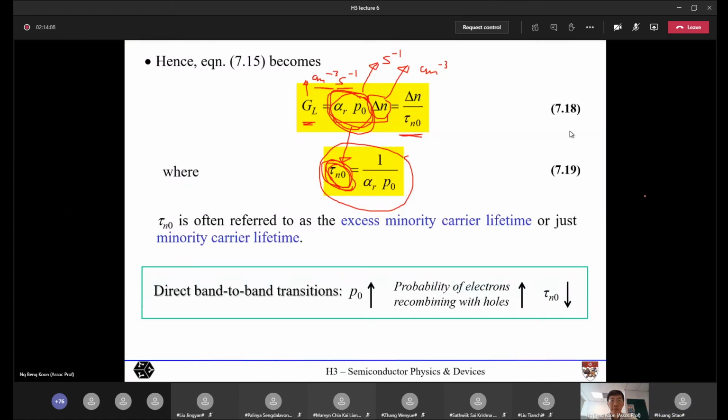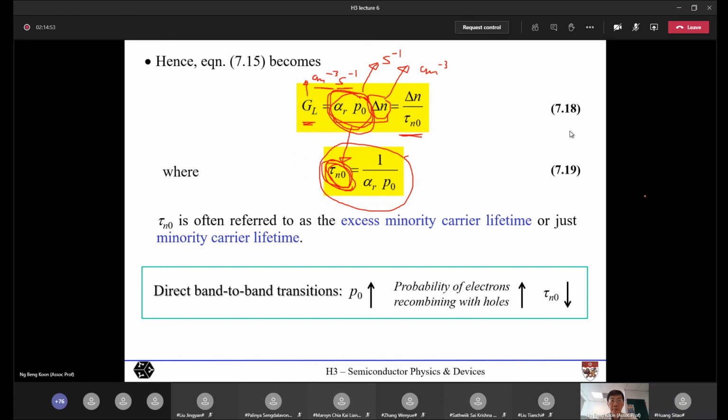I understand the dimensional analysis of this equation, but the physical meaning is quite hard to understand. The way you can think about it is that G_L is essentially an external process which produces extra carriers. If you apply G_L and then remove it, you have this extra carrier that's created, and it will not be there forever. After some time, they will recombine. So the average time that they are there before they recombine is quantified by this term here.